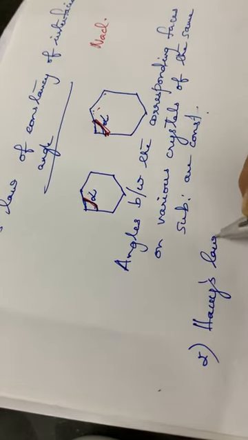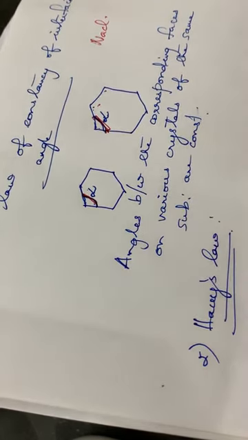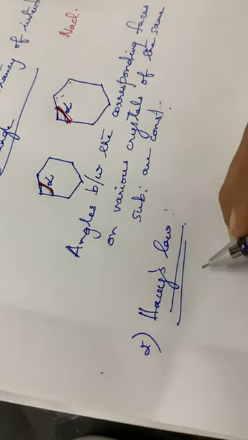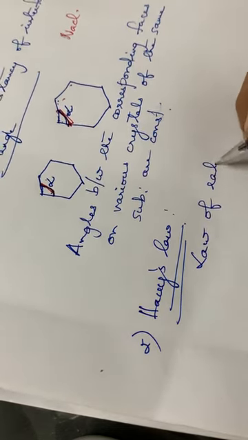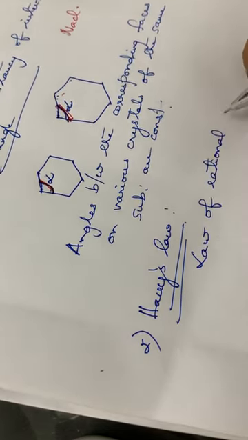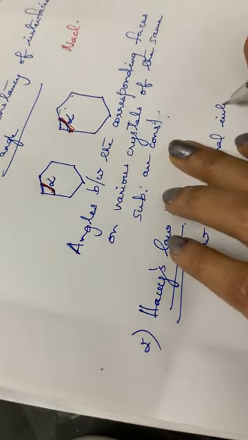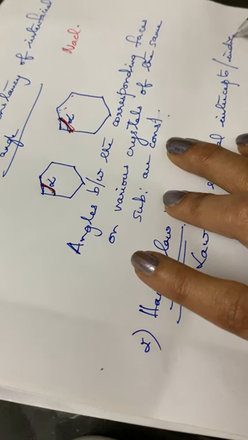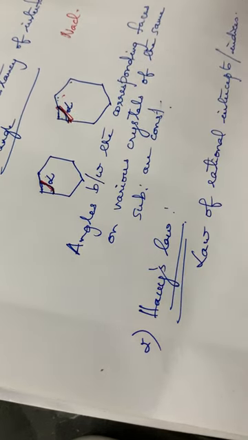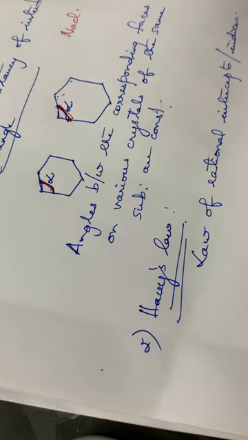Haüy's law is used to establish the law of rational intercepts, or rational indices. It can be stated in both ways: it is the law of rational intercepts, or it is the law of rational indices.